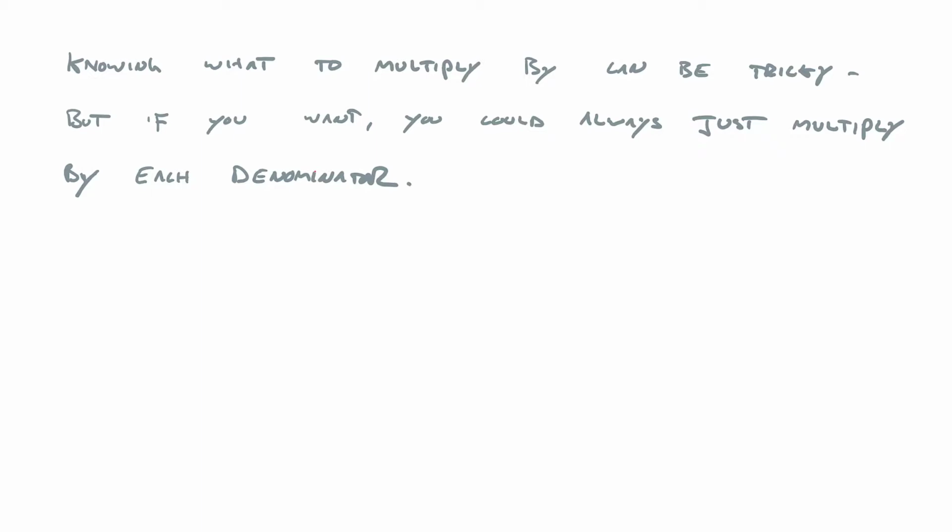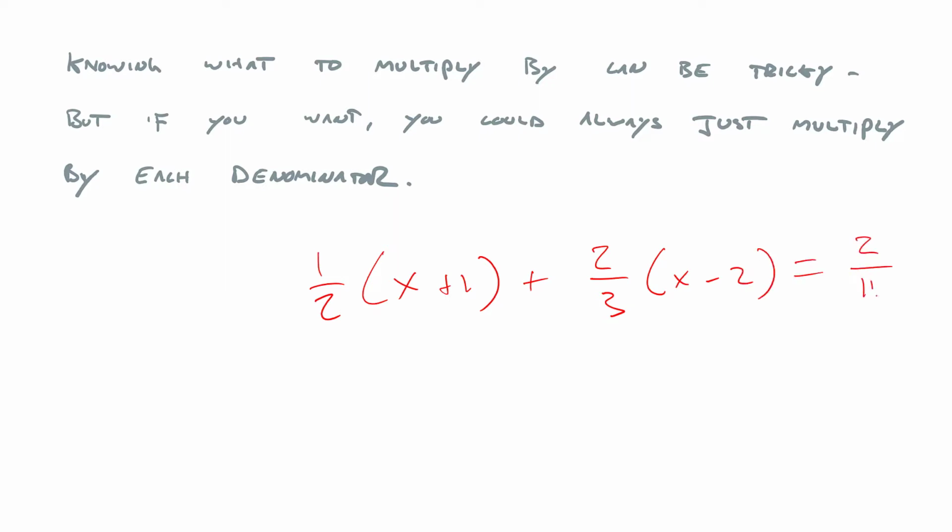If you want to make it simple for yourself, you could just multiply by each denominator. So let's say you've got an expression that has a denominator of 2 for x plus 1, and then you're adding something else that's got a denominator of 3 for x minus 2, and then that's all equal to 2 times 11x or something. You could multiply everything by 2 to get rid of this one, everything by 3 to get rid of this one, and then everything by 11 to get rid of this one, right?